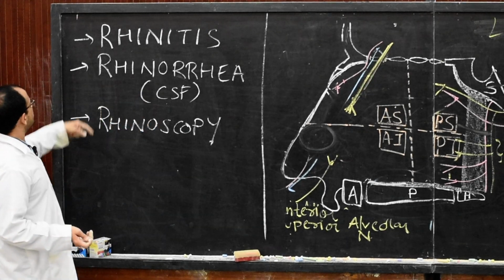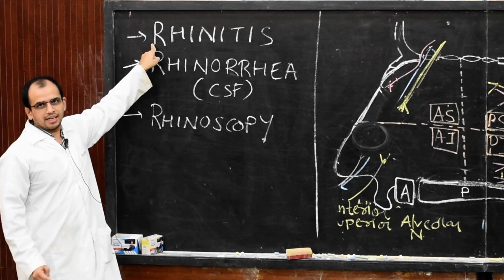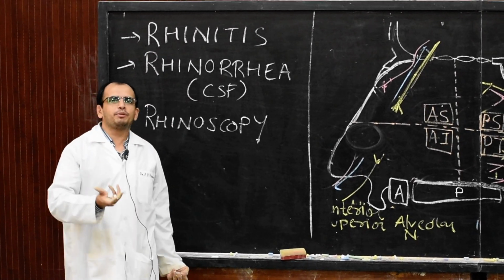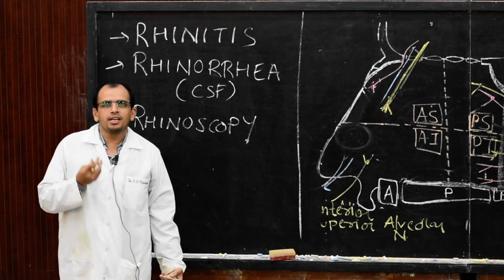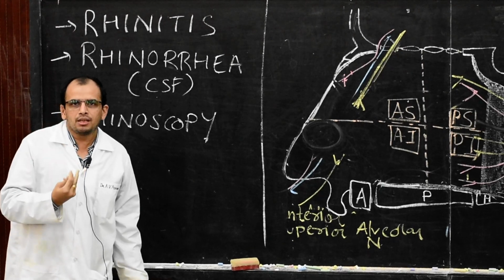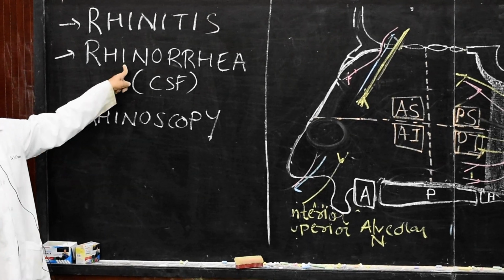The remaining ones are, first is rhinitis, that is the inflammation of the mucosa of the nose that we commonly experience in the seasonal changes. That is, we have nasal blockage, or sometimes we also have the nasal discharge. Now that nasal discharge is called the rhinorrhea.